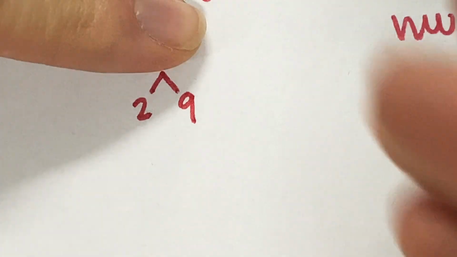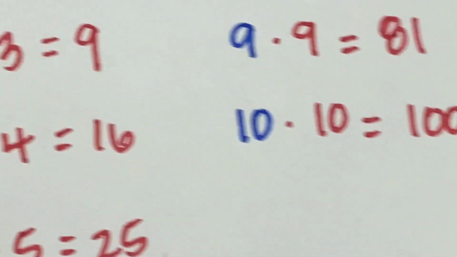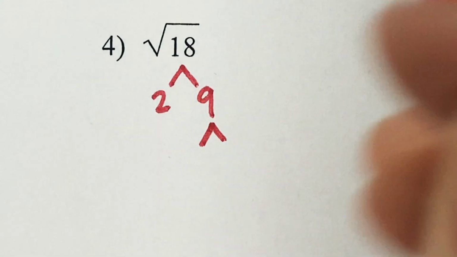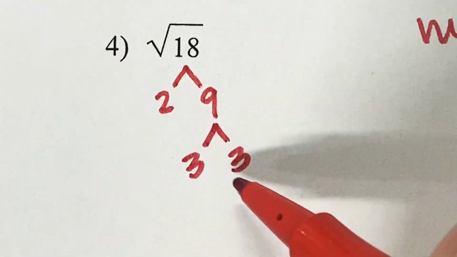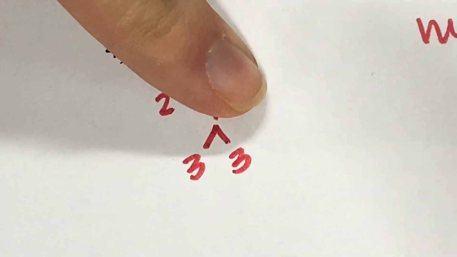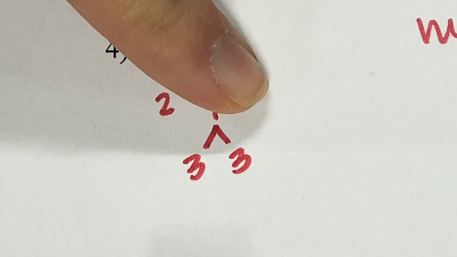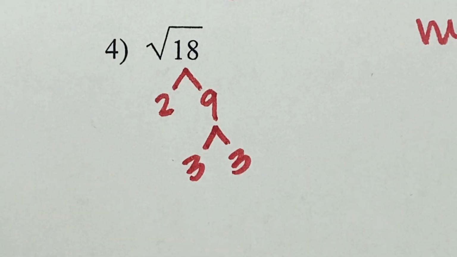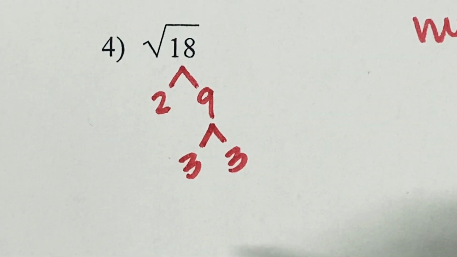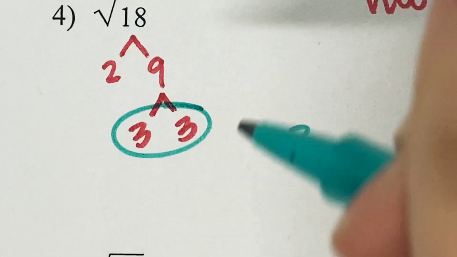How can we break up 9 or divide 9? Ooh, we know that 9 is a perfect square, right? Divided by 3 will give us 3. So 3 times 3 will give us 9. Okay, so now we have that 18 and 9 disappeared. We have a 2 and 2 3's. So what number can pair up to leave the radical or to leave the house? What couple can pair up to go on a date and leave the radical? These 3's can.